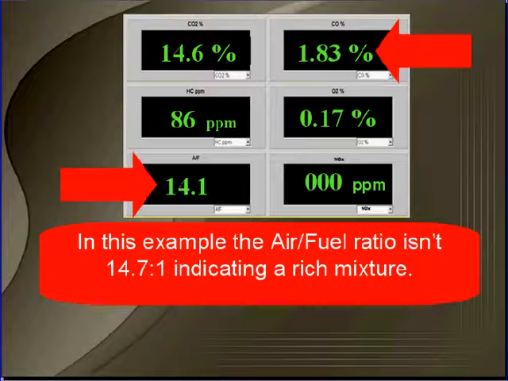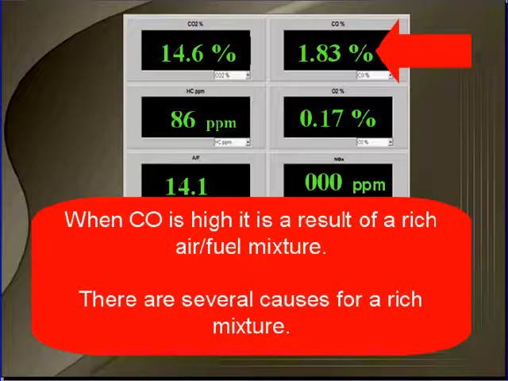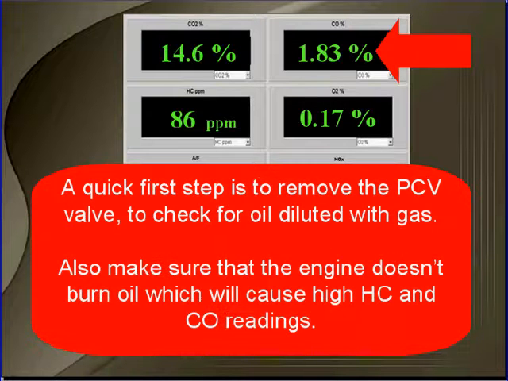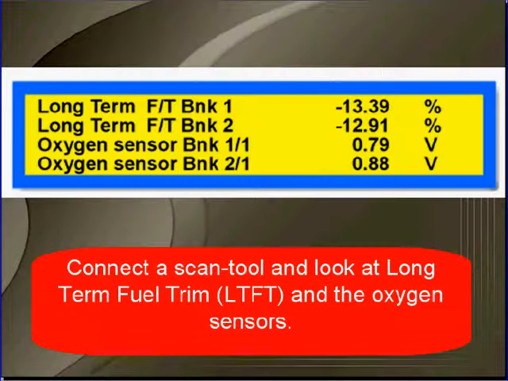In this example, the air-fuel ratio is not 14.7 to 1. It's indicating a rich mixture. When CO is high, it's the result of a rich mixture. There are several causes for rich mixtures. A quick first step is to remove the PCV valve to check for oil diluted with gas. Also, make sure the engine isn't burning oil, as it will cause this failure.